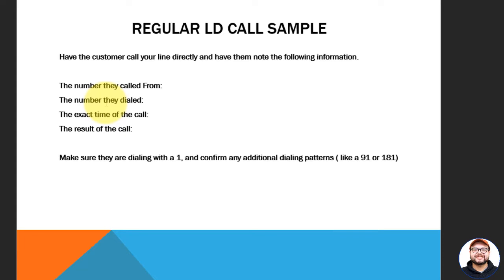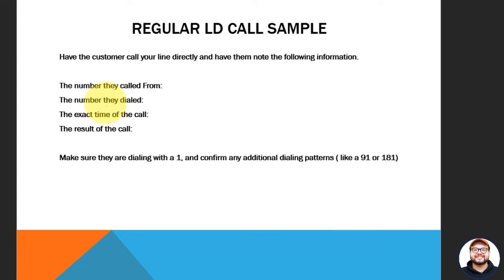So we just want to know exactly what their dial pattern is. Do they have to dial 1? Do they have to dial a 91 or 181 or whatever else it may be? That can help us further troubleshoot as well. If they're just not using a dial pattern that they may have, that is a reason why they can't call long distance, or they just can't call out, period. So just remember that as well.